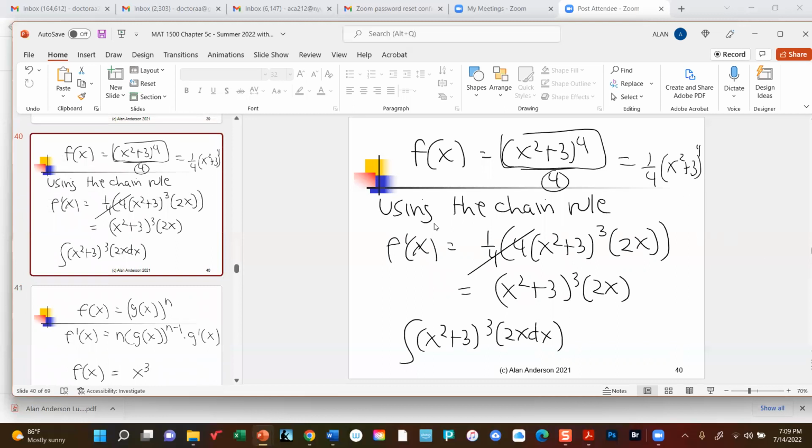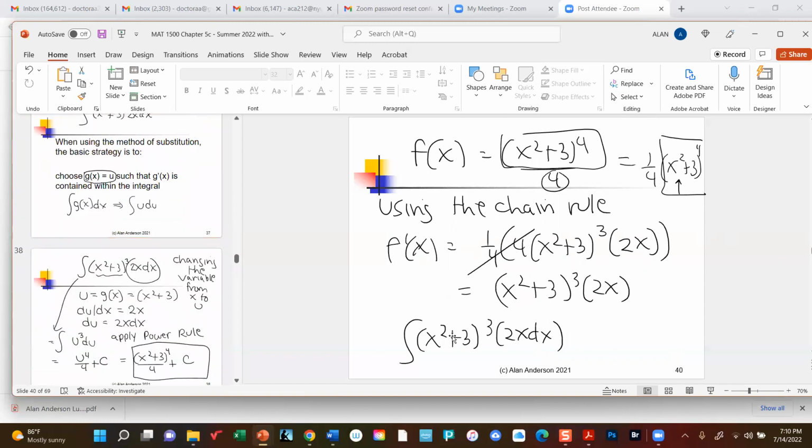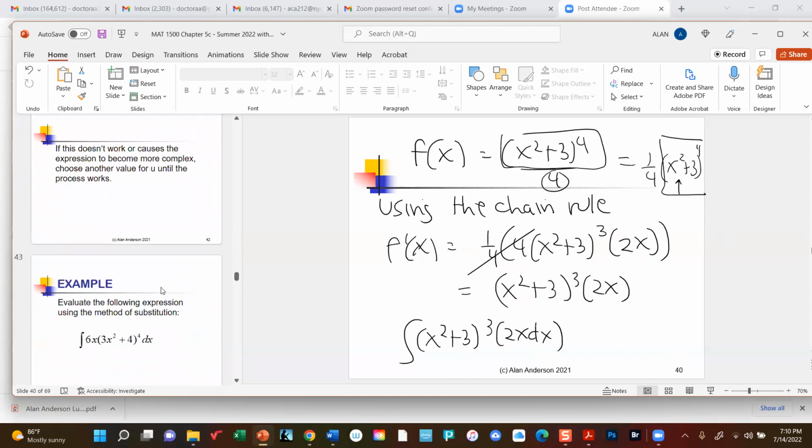So in other words, I've got 1/4, and then when I differentiate this piece, I'll have 4 times x squared plus 3 to the third power times 2x, because 2x is the derivative of x squared plus 3. And so I end up with x squared plus 3 cubed, 2x, and that's exactly what we started out with. So we're able to take the integral, but we were also able to prove that we did this correctly.